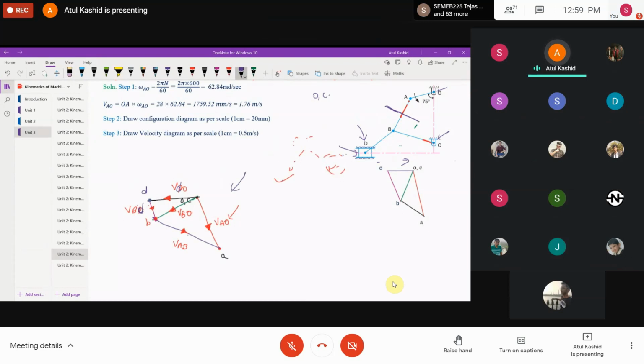Okay, so this is the velocity diagram, and you can use or follow the same procedure as for the previous one, and you can identify all the unknown velocities from this diagram. So just measure the vectors, convert them into meter per second, and get your answers. So please reply in the chat box whether this was very clear to everybody.